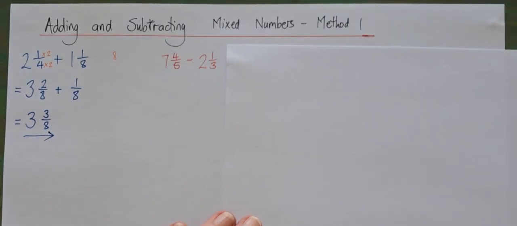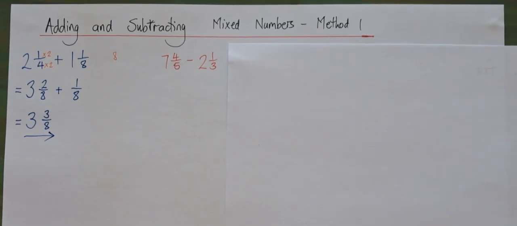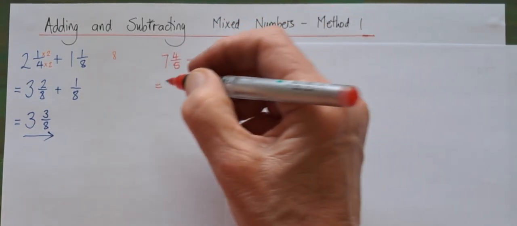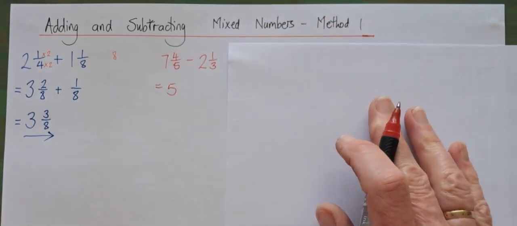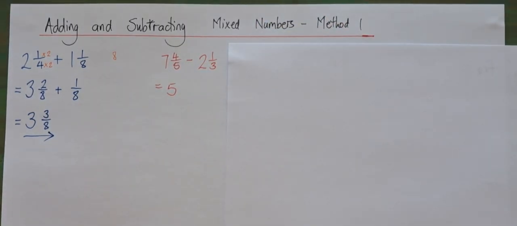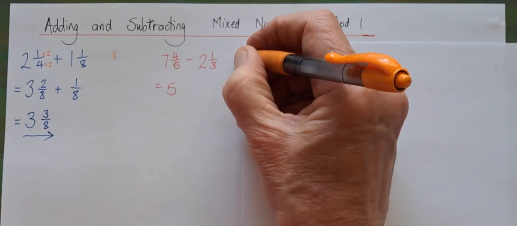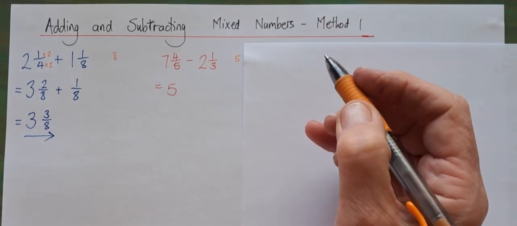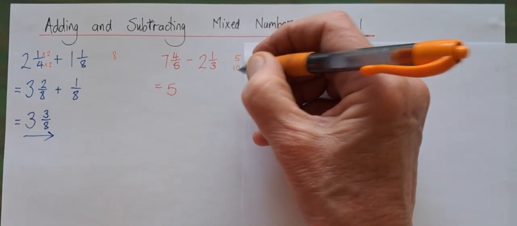Let's have a look at a subtraction sum now. And again, we're going to work with the whole numbers first and then with the fractions. So looking at the whole numbers, 7 minus 2 is 5. And then looking at our denominators, we've got a denominator of 5 and a denominator of 3. So we look at the bigger one, 5. And then we consider, can 3 divide exactly into 5? No, it can't. So I go to the next multiple of 5, which is 10.